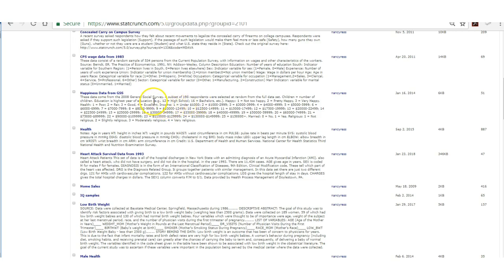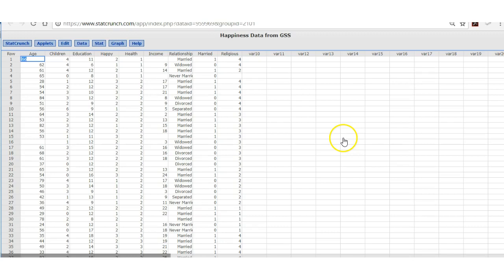So looking at the description of this data set, we have quite a few variables in here that are categorical. The ones that are categorical are the happy variable, health. Income is a categorical variable because it divides income up into different categories. Married, where they answered a 0 for no and a 1 for yes. And religious. The first type of display we're going to look at is a frequency distribution, or in StatCrunch we call it a frequency table.